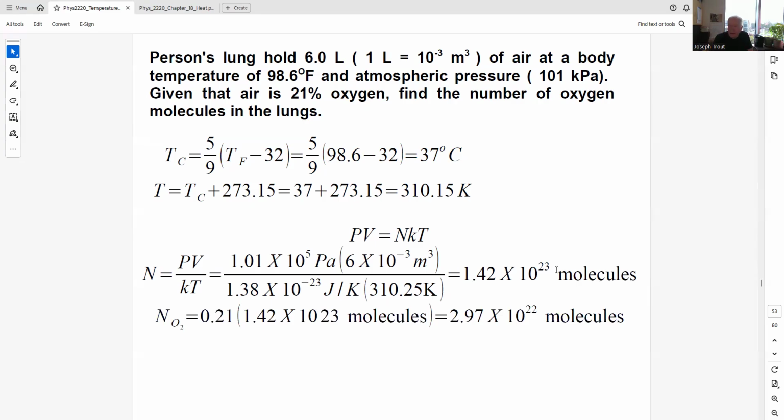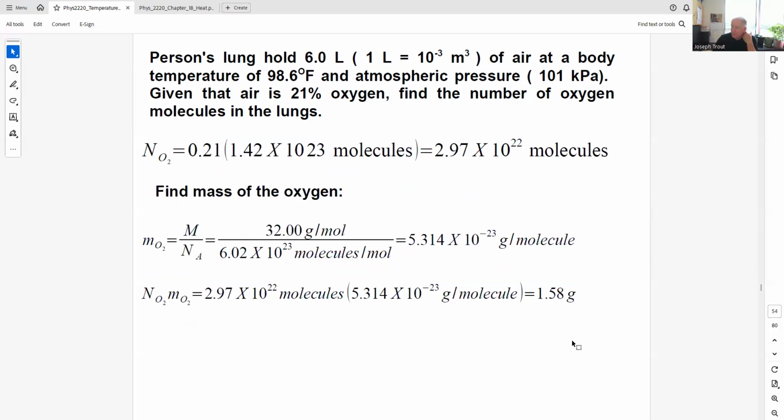However, if we look at it, oxygen is 21% of the air. So we can multiply that value by 0.21, and we end up with about 3 times 10 to the 22 molecules.